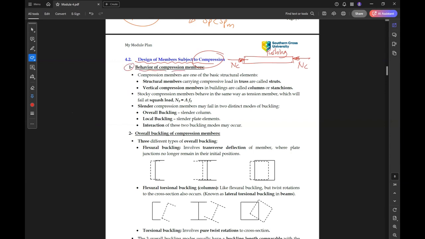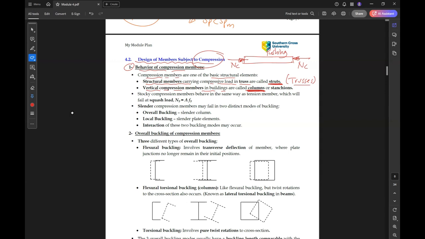So with the behavior of compression member, they are one of the basic structural elements. The structure members carry compressive loads in trusses are called struts. The vertical compression member in building are called column. So the compression member can be called a column or strut. Strut in trusses and column in normal building.